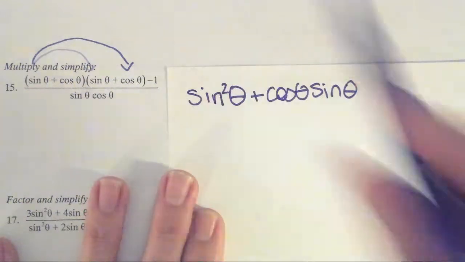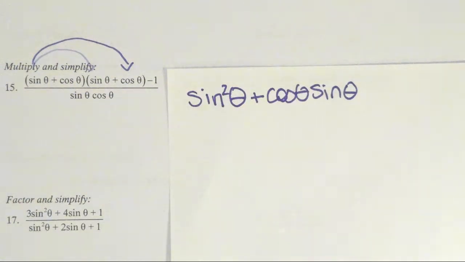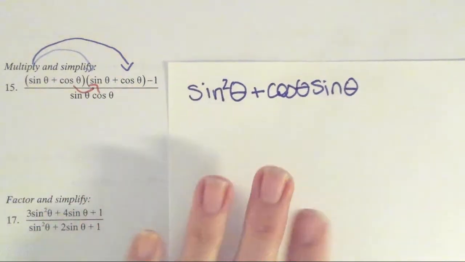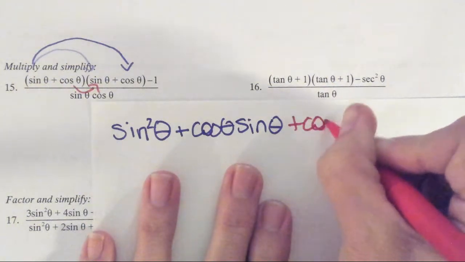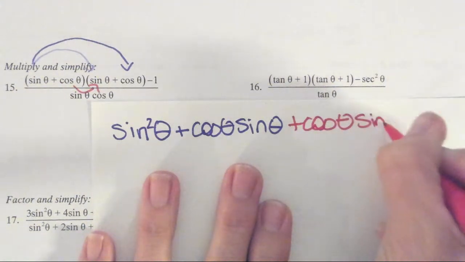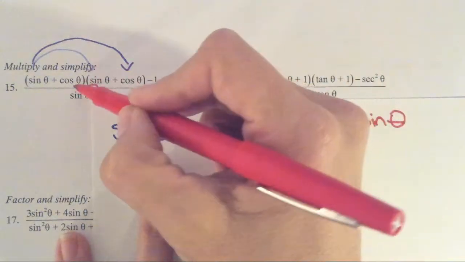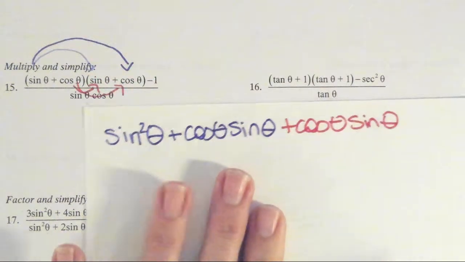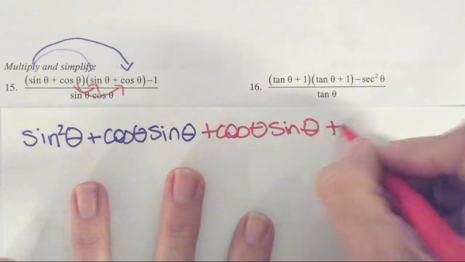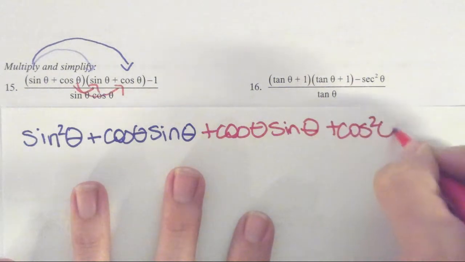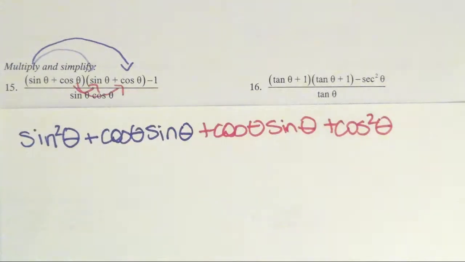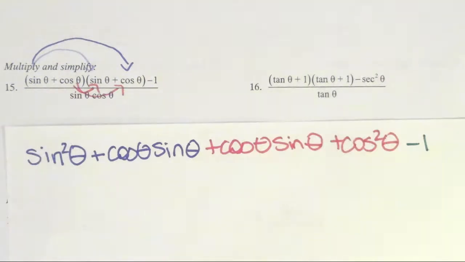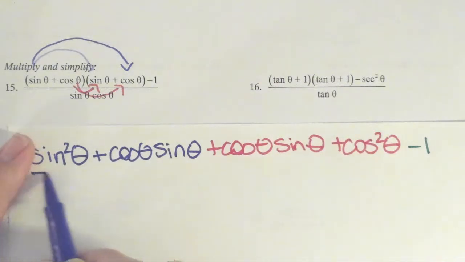Now I'm going to multiply everything by cosine. So I'm going to have cosine times sine, and cosine times sine is cosine sine again. And then I'm going to multiply cosine times cosine, and cosine times cosine is cosine squared. And then at the very end, they want me to write down a minus 1 to the back. So minus 1, and that's all over, the original problem is all over sine cosine.